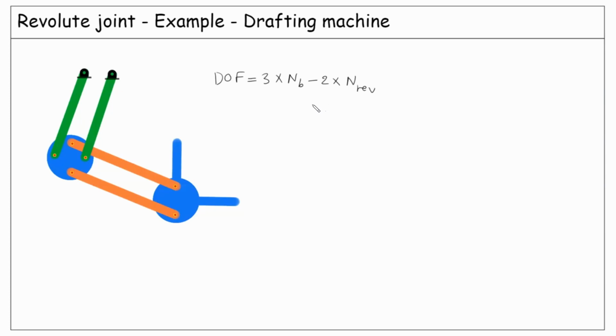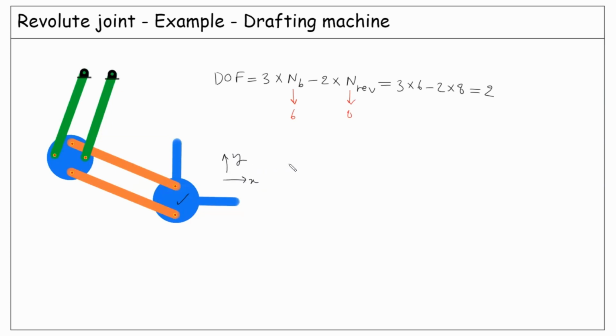Let's count the number of bodies. 1, 2, 3, 4, 5, 6. The number of rigid bodies, 6. The number of revolute joints, 1, 2, 3, 4, 5, 6, 7, 8. Number of revolute joints, 8. So 3 times 6 minus 2 times 8, the degrees of freedom is 2. In this machine, the end link can only translate along x and y directions with no rotation.